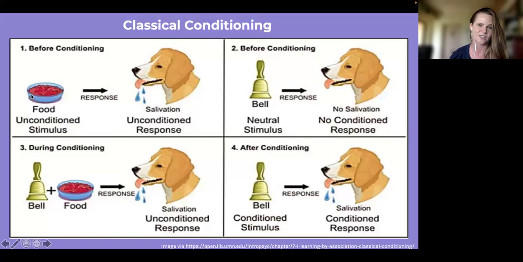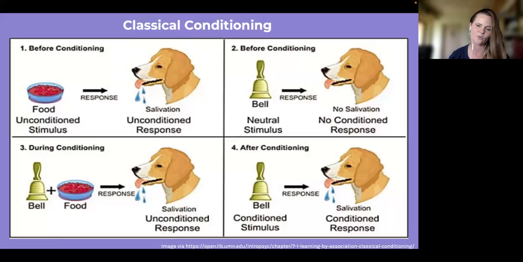We're going to start with just an overview of classical conditioning. I think most people at some point have heard about Ivan Pavlov's classical conditioning experiment, where he took dogs who had just the normal unconditioned response to food, which is salivation. All dogs do this, no matter where they're from or what kind of dog they are.